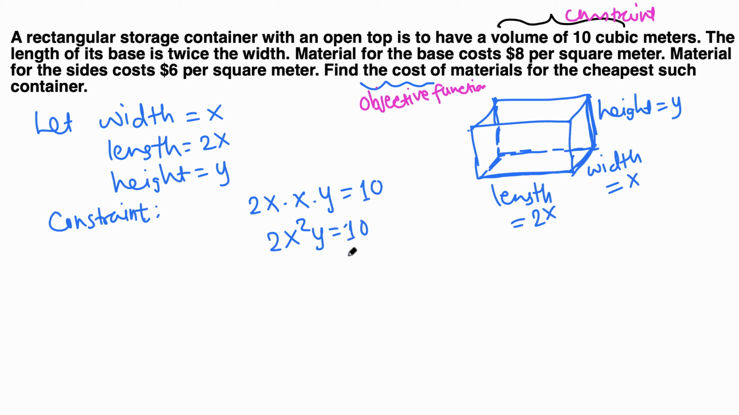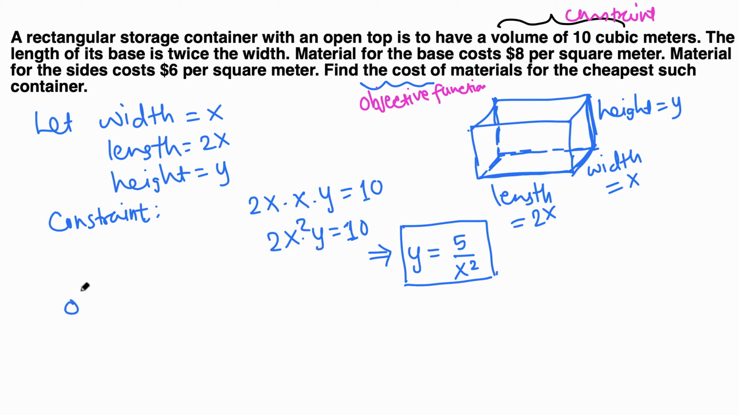And as soon as we write the constraint, we want to solve this for one variable. So x squared y, let's solve for y, easier. That means we divide by 2x squared. So this implies y equals 10 over 2x squared. That is same as 5 over x squared. Later, as soon as we find the value of x, we come back here and find the corresponding value of y.